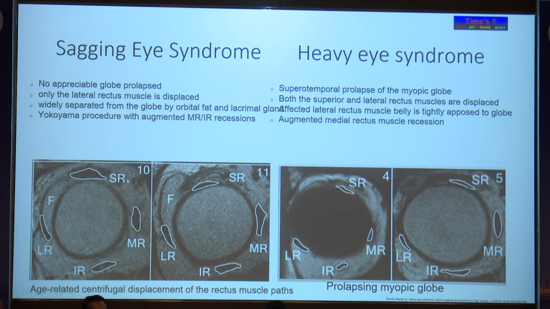You can see the globe is in center, but since the soft tissue fat and lacrimal gland has prolapsed, there is a disturbance between the LR and SR tendons. And in heavy eye syndrome, since the globe has prolapsed, most likely there might be staphyloma, there is a disturbance in the SR and LR tendon, intermuscular septum. And moreover, in the sagging eye syndrome, Yokoyama procedure is routinely done, whereas in heavy eye syndrome, you can get away by doing an augmented medial rectus recession.